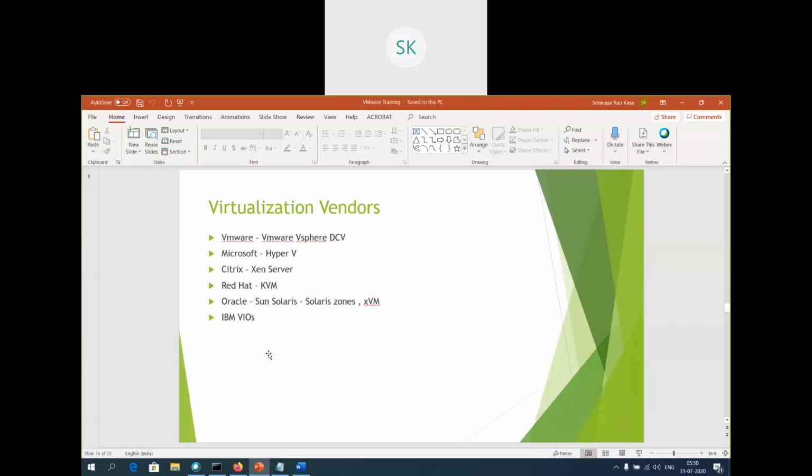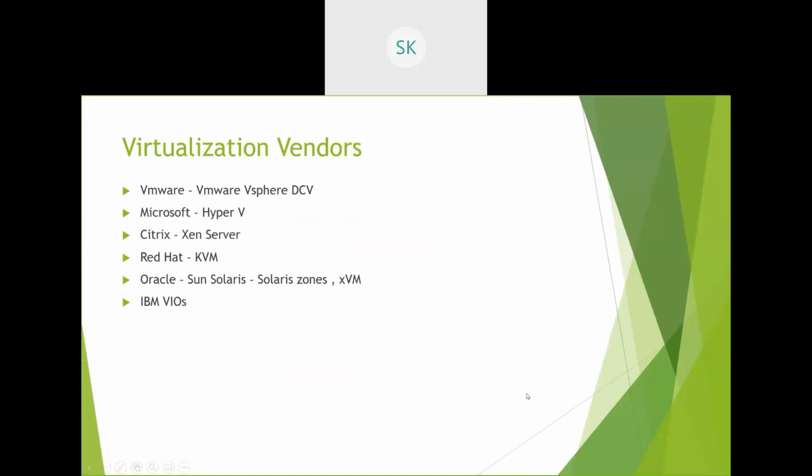Next, virtualization vendors. There are different vendors available in virtualization. VMware is a vendor that provides virtualization application software. VMware Workstation is one type of application. There is VMware vSphere, which is an enterprise application. It is an OS. All the applications it is going to support in the environment are provided by the VMware vendor.